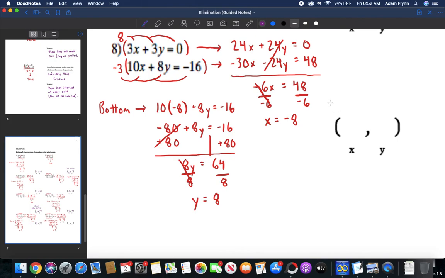So these two lines, if they were to be graphed, would cross at the point negative 8, 8. Therefore, it is the solution to our system of equations.